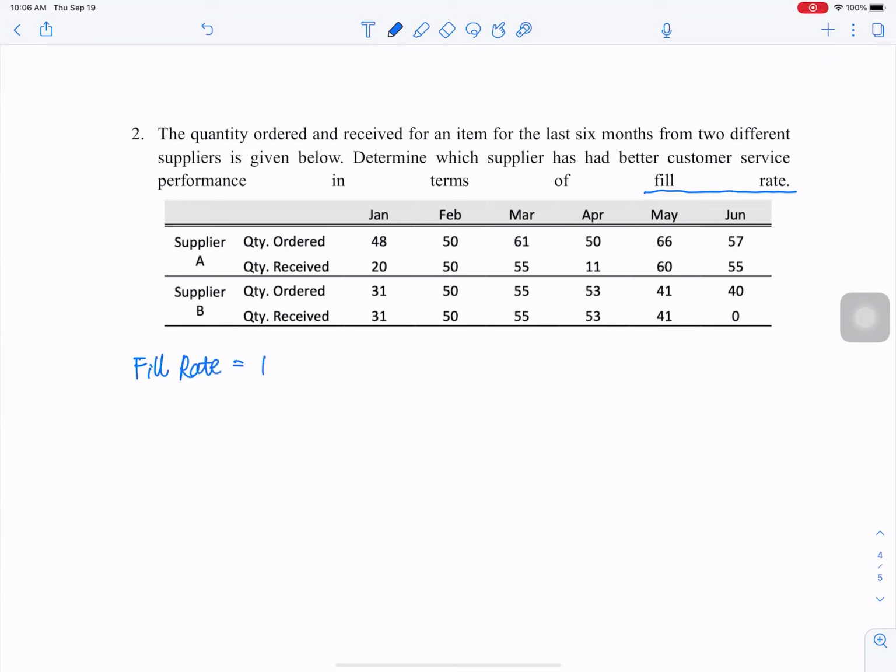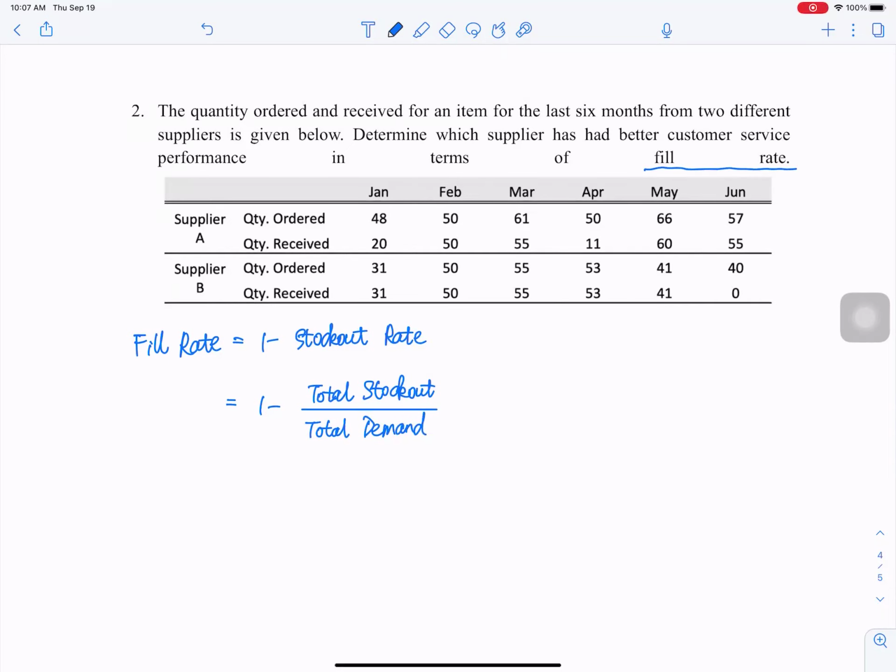Fill rate equals 1 minus stock out rate, where stock out rate can be calculated by the total stock out divided by total demand. Okay, so to calculate the fill rate, we firstly need to calculate the total stock out.